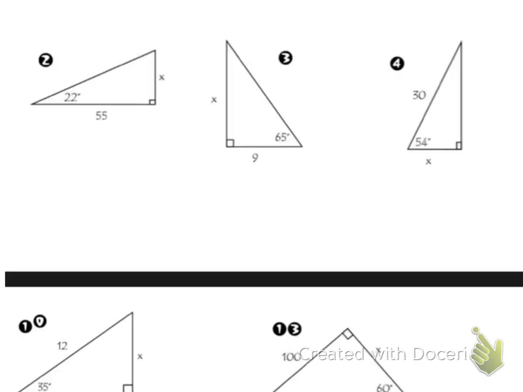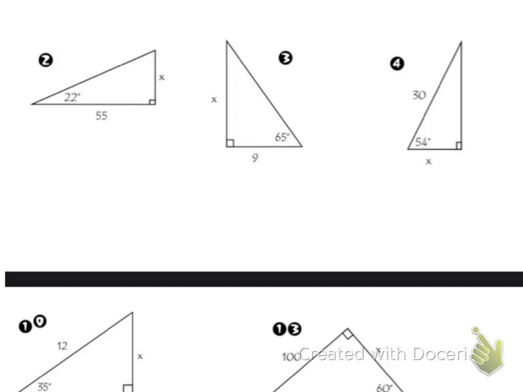All right, let's go and do a couple of examples together, and then I'm going to have you do them by yourself. I'm going to have you pause as you're working to kind of get these and work on these on your own. All right, we're going to do number 2 together.